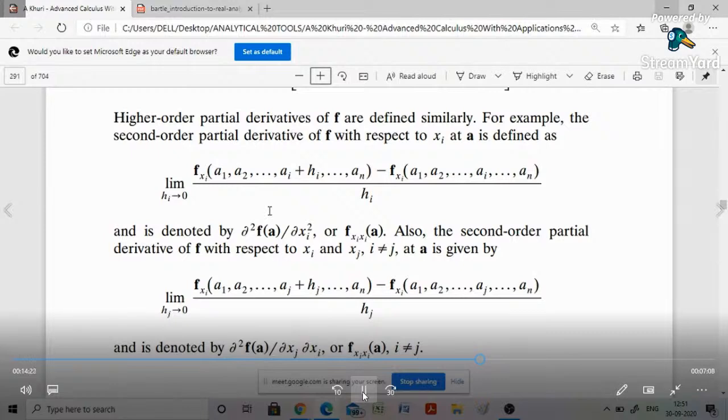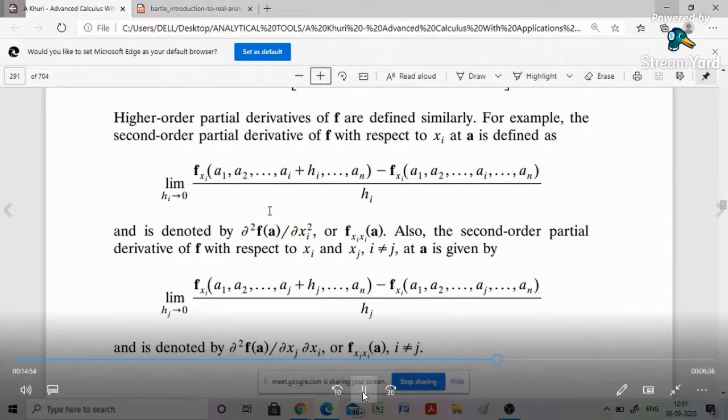That is denoted as ∂²f/∂xi². That is nothing but limit hi tends to 0, of fxi of (a1, a2, etc., ai + hi, etc., an) minus fxi of (a1, a2, etc., ai, etc., an). That is the difference of first partial derivatives. Again we are taking the difference, so divided by (ai + hi) minus ai, that is hi.